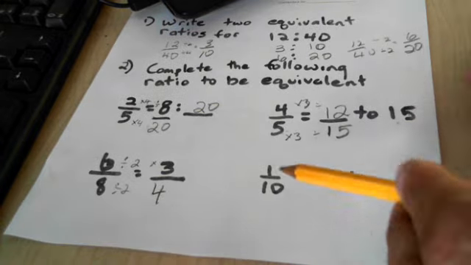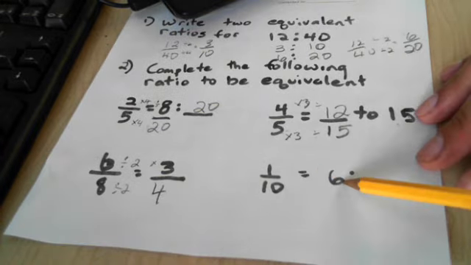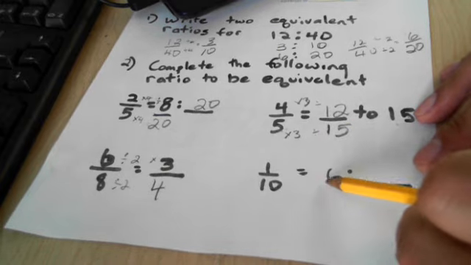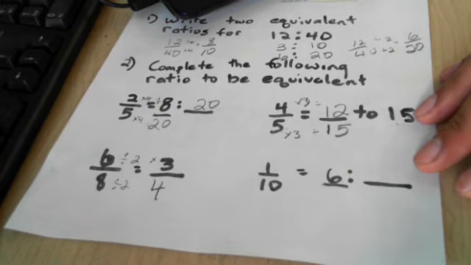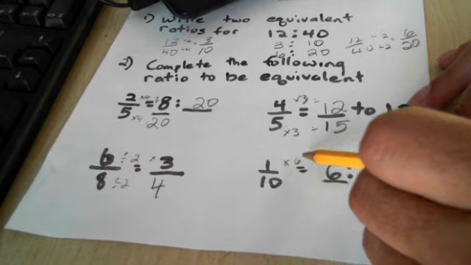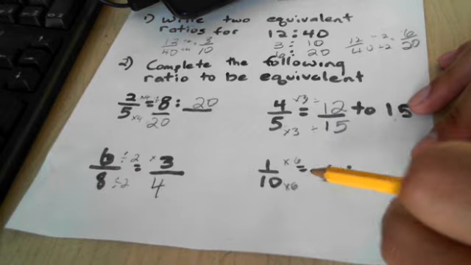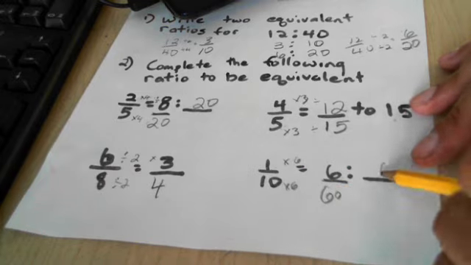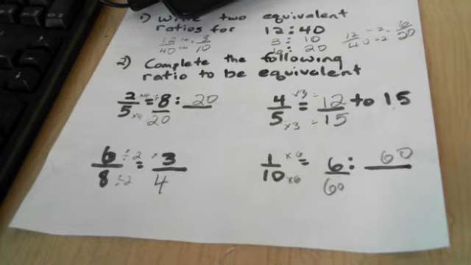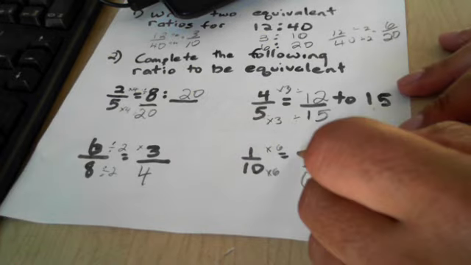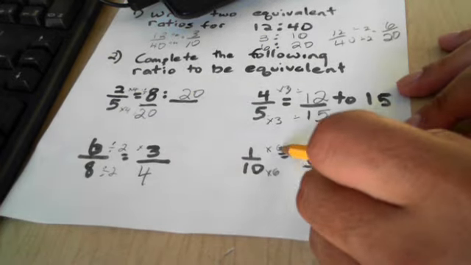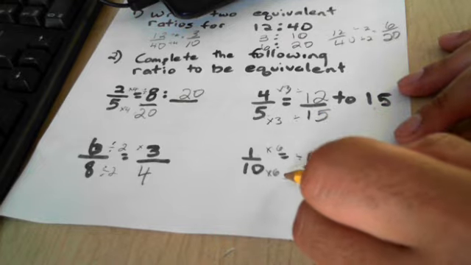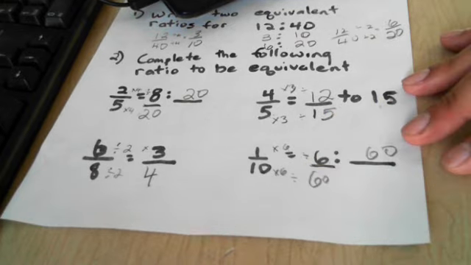The next one now, again, the first number matches up with the top. So I'm just going to put a bottom number here, and I can say 1 times 6 is 6. 10 times 6 is what? 60. And I'll just put 60 there. Okay, there are different ways of doing it. You can look at it as 6 divided by 6 is 1, and 60 divided by 6 is 10.